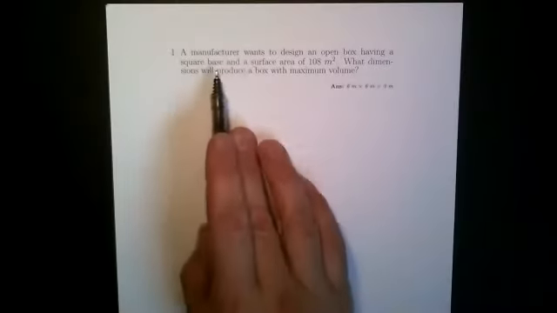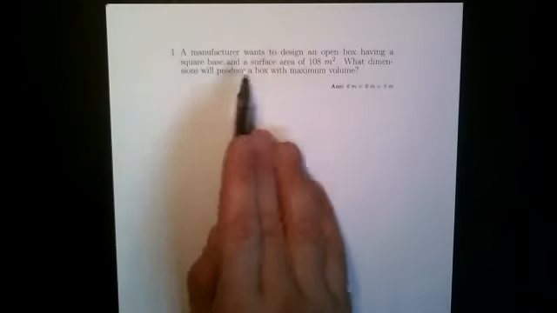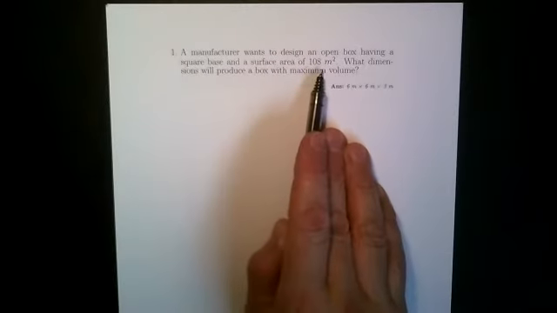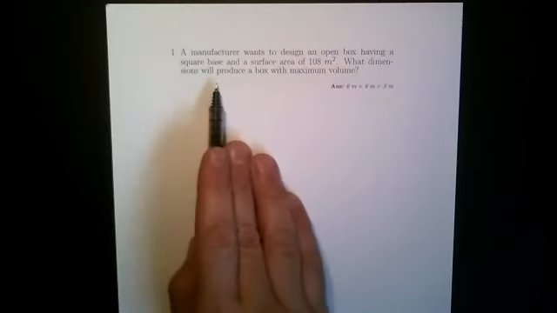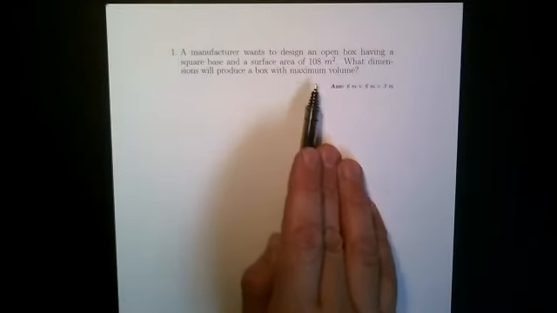All right, so optimization problems. A manufacturer wants to design an open box having a square base and a surface area of 108 meters squared. What dimensions will produce a box with maximum volume?